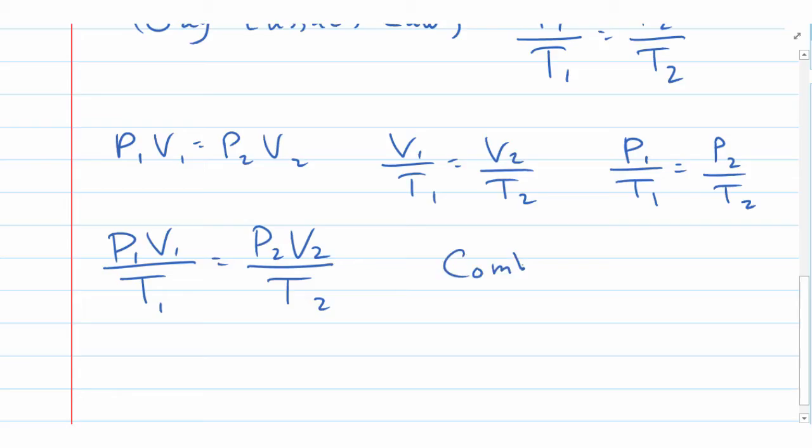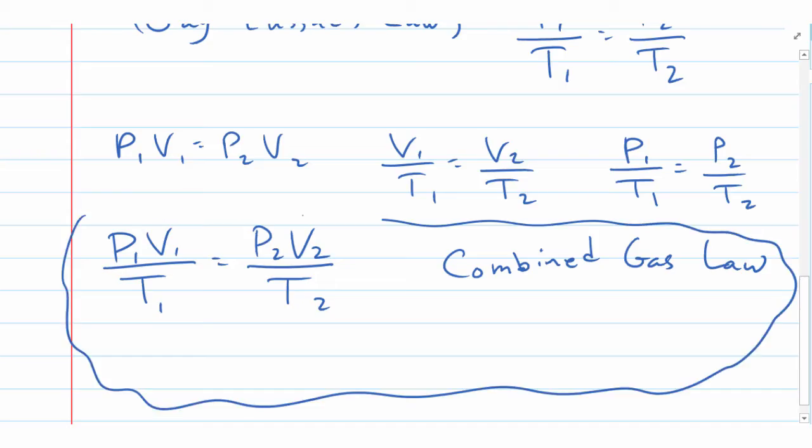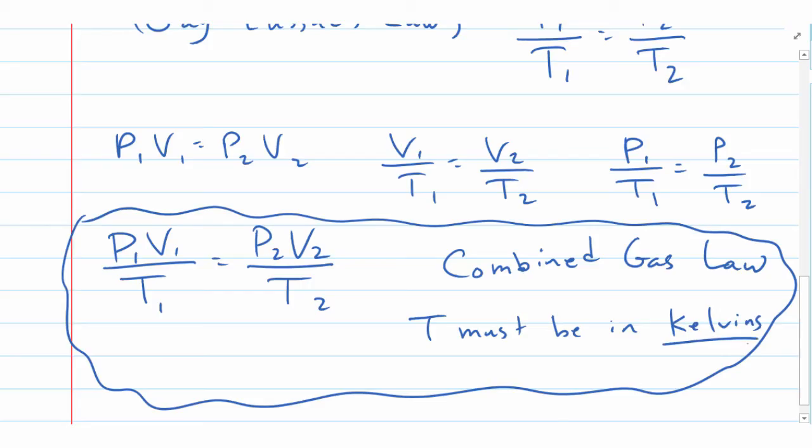And just like we've combined them, this happens to be called the combined gas law. And of all the equations that we're going to be using here in chapter 11, this is the one that's going to be the most important. We do need to remember that our temperatures must be in which units? They must be in kelvins. So again, temperatures must be in units of kelvins in order for us to work with this.